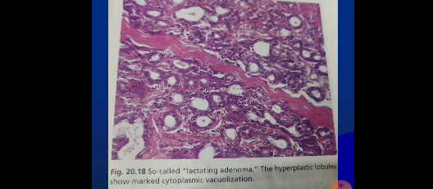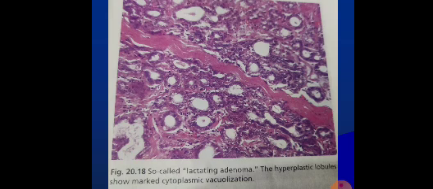This is a microscopic picture of lactating adenoma. What is the difference from the fibroadenoma? In the fibroadenoma, we see a clear picture. There is no secretion, no excessive density of the glands. But here the number of glands is much more because they are lactating glands. So multiple acini are there, lined by myoepithelial and epithelial cells.